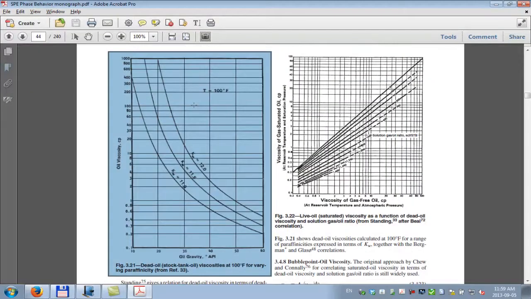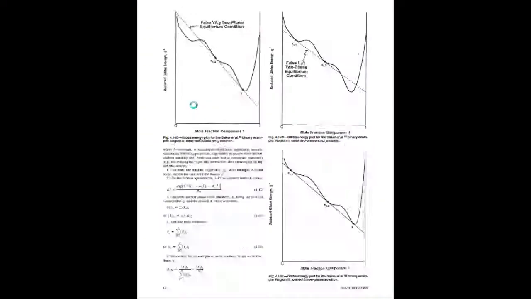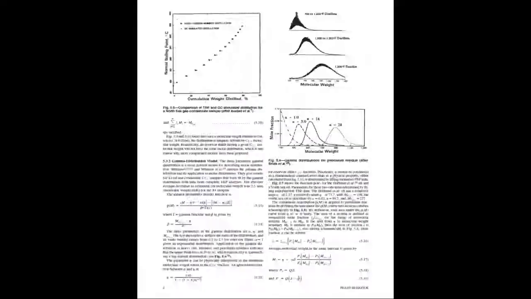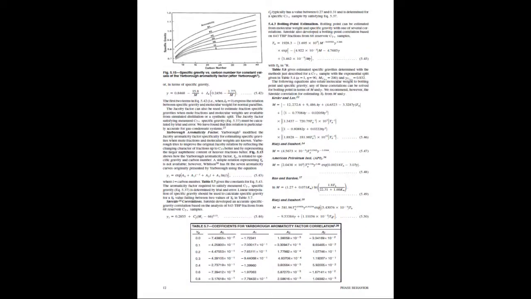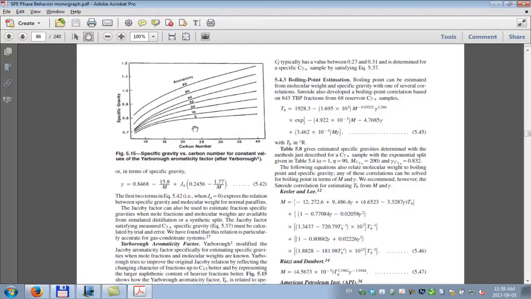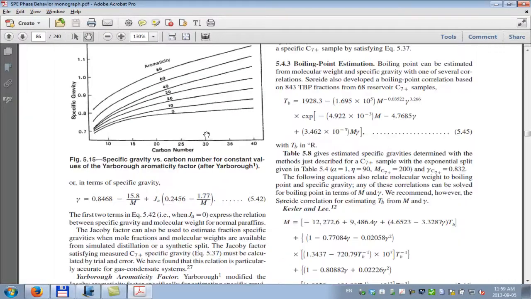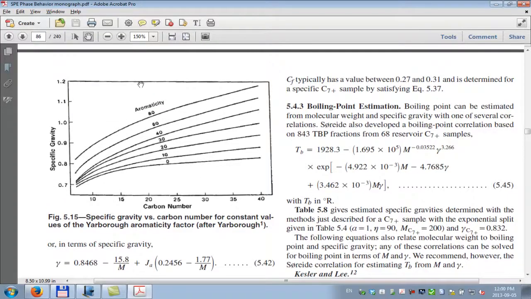And in terms of density, I can show you the same kind of plot, but it'll be from a different chapter, chapter 5. There's a figure there showing how density varies. It's probably the best. This kind of gives it in terms of aromaticities, which is the opposite.